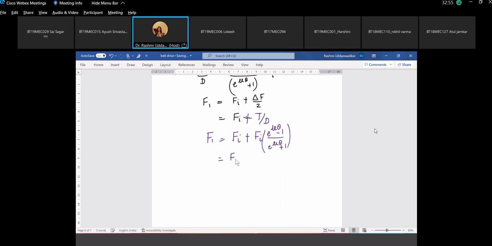Or this is initial tension times, what would be this? 1 plus this upon this. What would be this? Yeah, quickly someone please. Sarvesh? Karthik? What would be F1 in terms of Fi? Sarvesh?